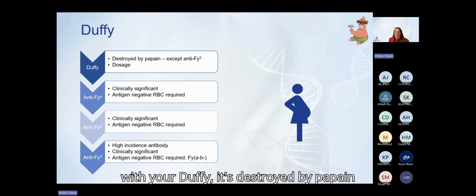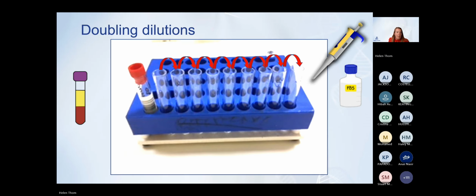So with your Duffy, it's destroyed by PAPI except your Duffy 3, and it can show dosage. It is clinically significant. Duffy A and Duffy B are both clinically significant, and you would need antigen negative red cells. Anti-Duffy 3 is a high incidence antibody, which is also clinically significant, and you would need antigen negative red cell for that, which would be Duffy A neg, Duffy B neg. And it's destroyed by PAPI.